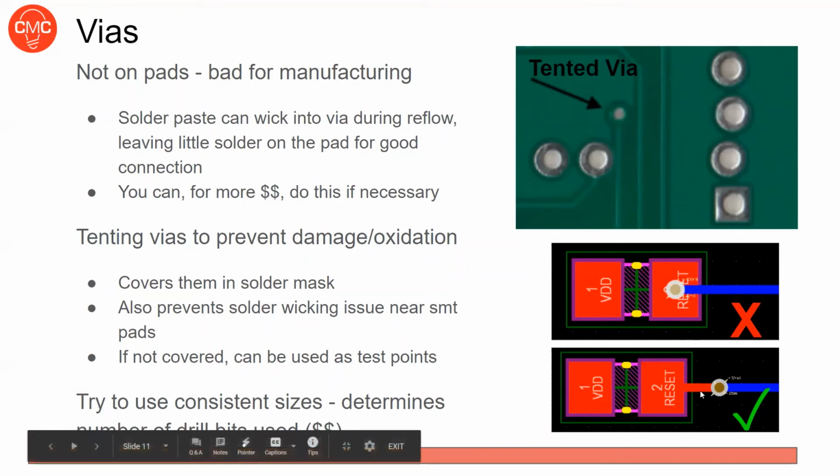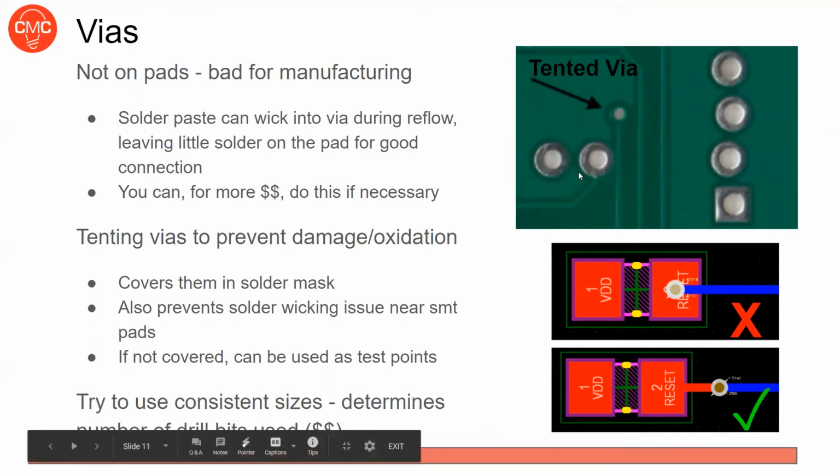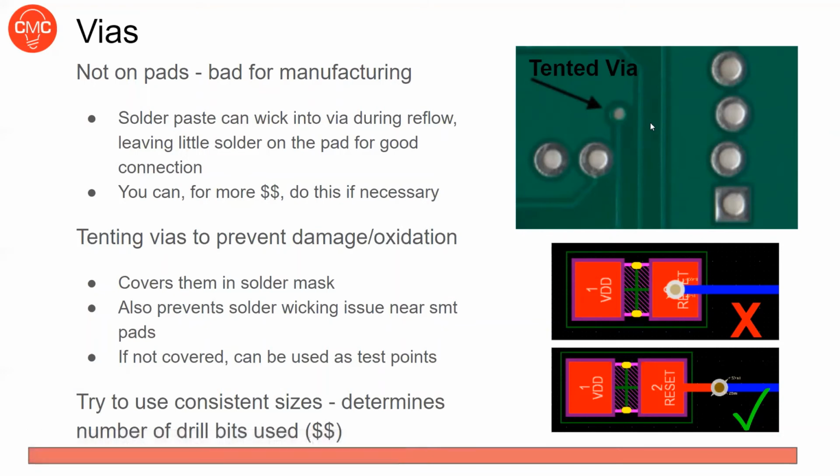If you have a via really close to a pad, it won't be as likely to wick into there because it's covered, so it's not actually connected to metal. It's not going to suck that solder down. If you don't cover the vias, you can use them as test points. So that's a pro for not tenting your vias. So there are pros and cons of tenting vias.